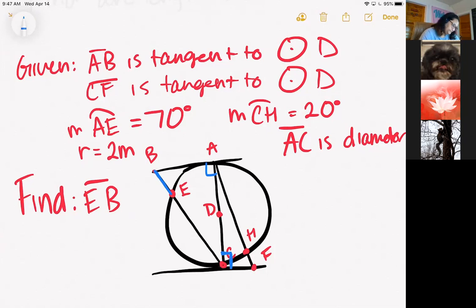Angle measure ACE is 35 degrees. And how did you get that? Because an inscribed angle is half of the arc measure of the central angle. And keep going. Sorry, I cut you off. And angle CAH is 10 degrees because of the same idea. What else?